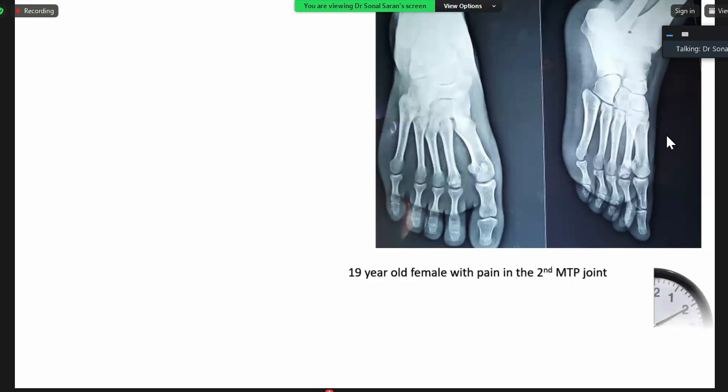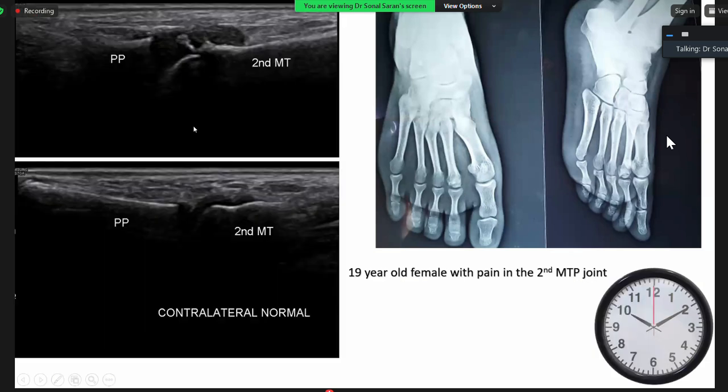What do you see here? Okay, we have some answers over here. So you can see in this radiograph, there is fragmentation of the head of the second metatarsal. This is the ultrasound image of the same patient. Contralateral side, you can clearly see the head of the second metatarsal and the proximal phalanx of the toe forming a joint over here. And here you can see fragmentation of the epiphysis. So this is Freiberg disease.